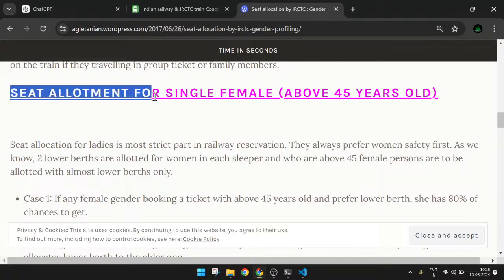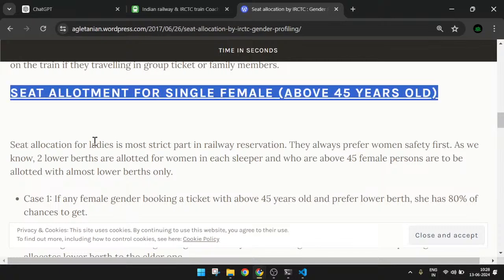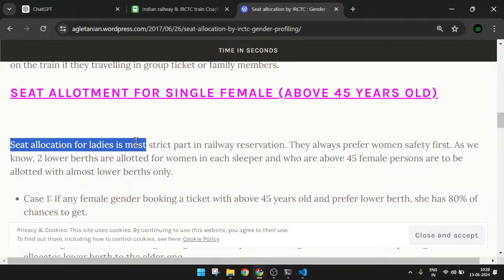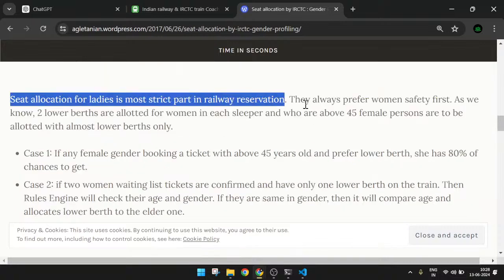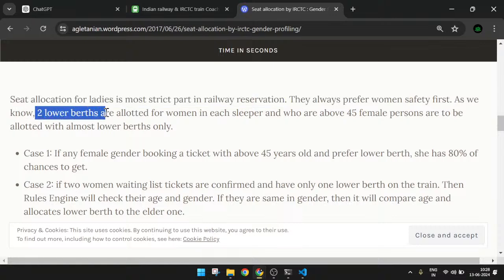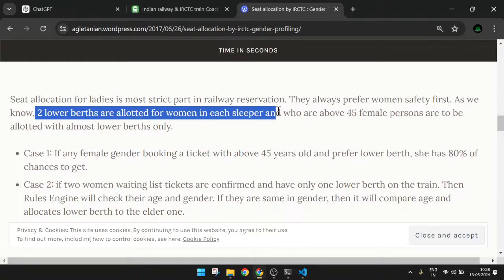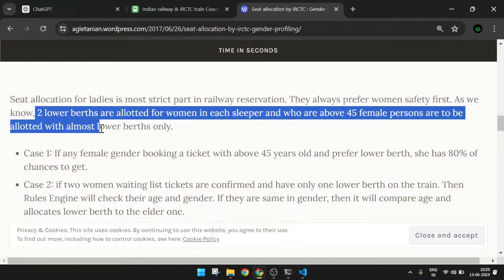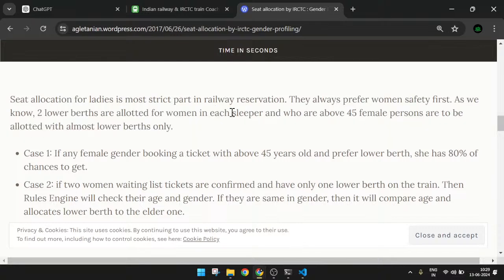Seat allotment for single female above 45 years old for ladies is the most strict part in railway reservation. They always prefer women's safety first, as known. This is good. 2 lower berths are allocated for women in each sleeper, and female persons who are above 45 are to be allotted almost lower berths only. Okay, so because they cannot climb those stairs.